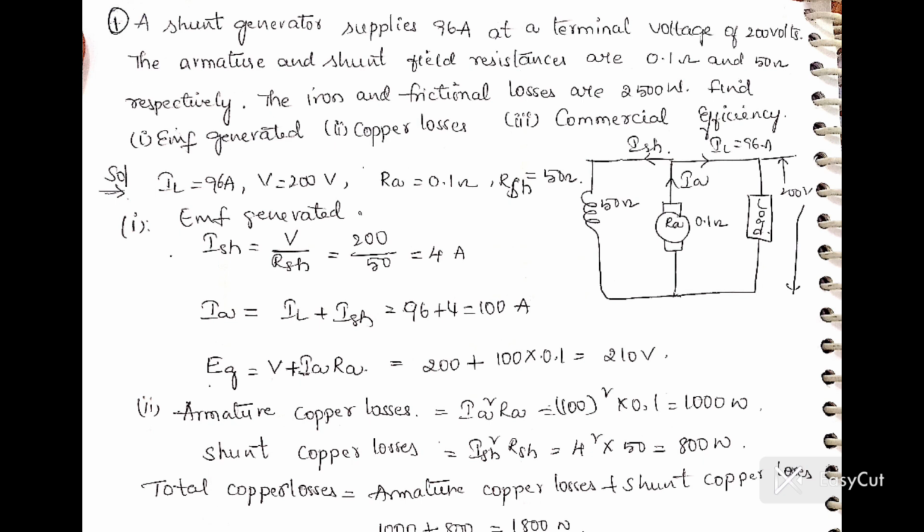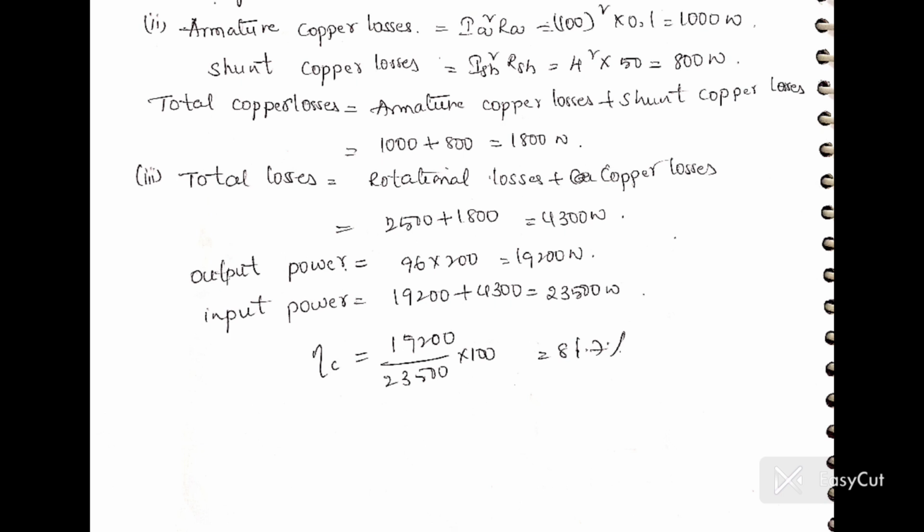Step 4. Copper losses. Let's now calculate copper losses. Armature copper loss equals Ia squared times Ra. That is 100 squared times 0.1, which gives us 1000 watts. Shunt copper loss equals Ish squared times Rsh. That is 4 squared times 50, which gives us 800 watts. Total copper loss is the sum. 1000 plus 800 equals 1800 watts.